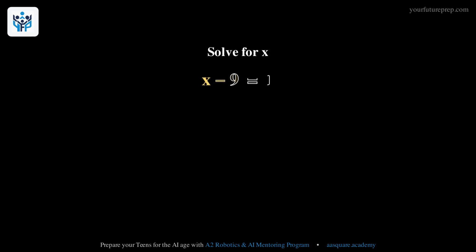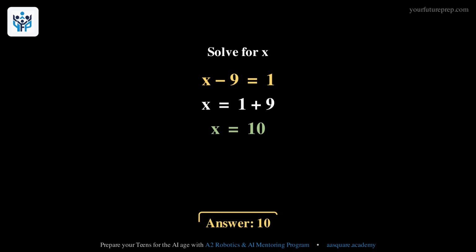Finally, set this equal to 1. x minus 9 equals 1. Add 9 to both sides, and x equals 10. So the answer is 10, which is choice D.